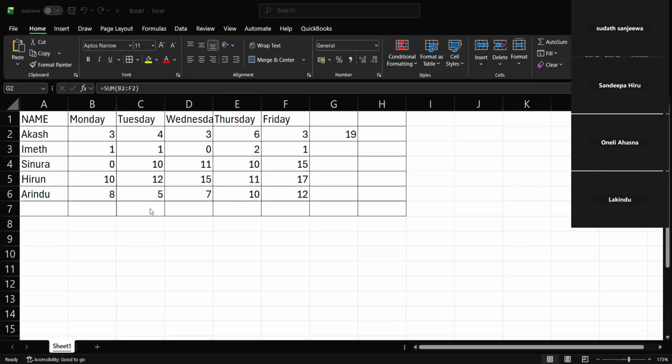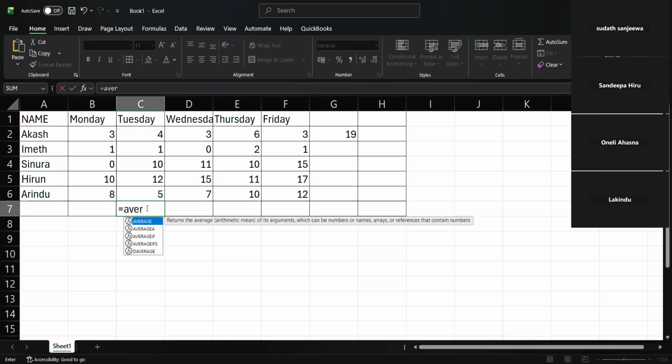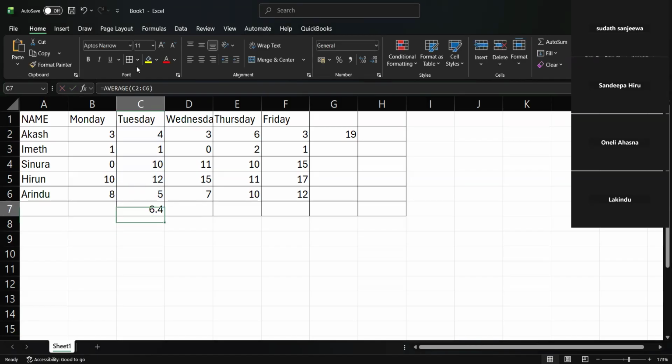Now, I'm going to write the function here. Remember to put equal, then average. Then select the cell range, C2 colon C6. Close the bracket and enter. Now we get the average fuel consumption of all of the people on Tuesday.